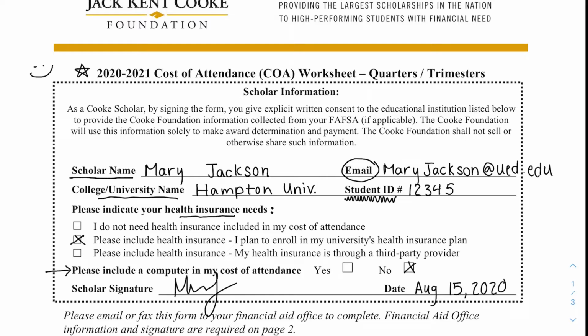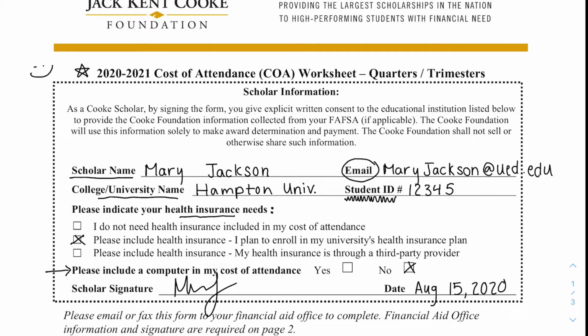You need to either go to your financial aid office and ask for a cost of attendance add-on for a computer and fill out that form, or they will help you do that form, or you can find those forms online on your financial aid office website. I will talk about cost of attendance add-on forms at the end of this video, so that's just a quick intro to that.